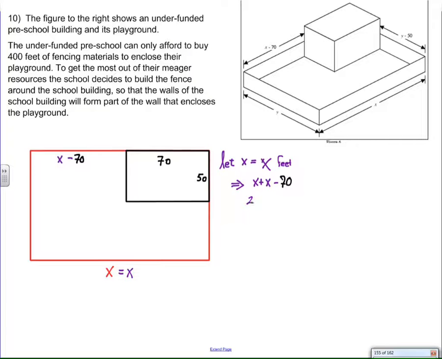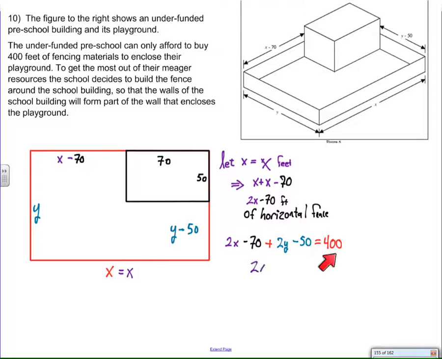So that means my dimensions are going to be x and x minus 70, which means x plus x minus 70 is the total amount of horizontal feet used for the fencing. So the next thing I know is if I take the 2x minus 70, which is the horizontal fencing, and then I take a y and y minus 50, that's going to be my total vertical fencing. That's going to be a total of 400 feet. So that enables me to solve for y in terms of x.